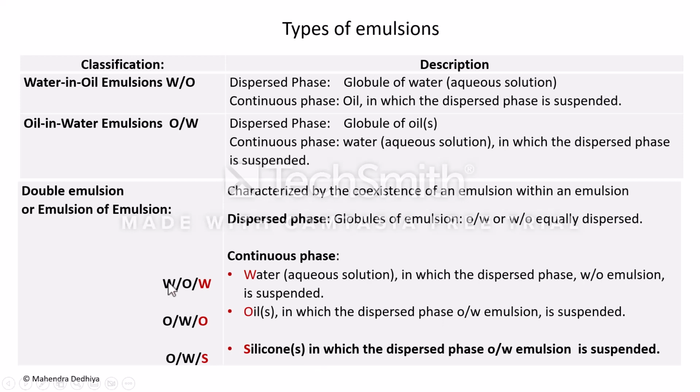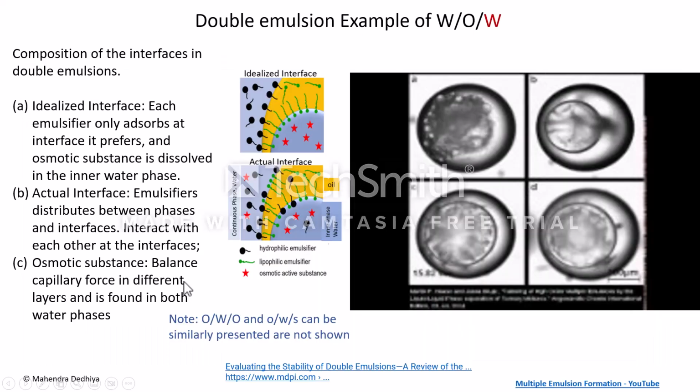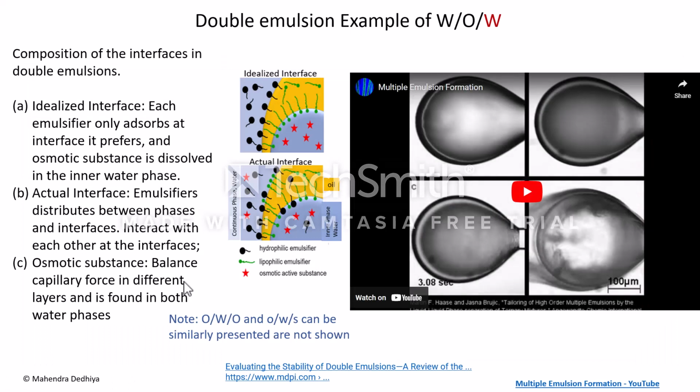So the first layer of water is a core layer. The oil layer is a shell layer, and the final water layer is the continuous phase. Look at the details of how the orientation of emulsifier takes place in these double emulsions. We will take water, oil, water as an example. This is applicable to all other types of double emulsions.